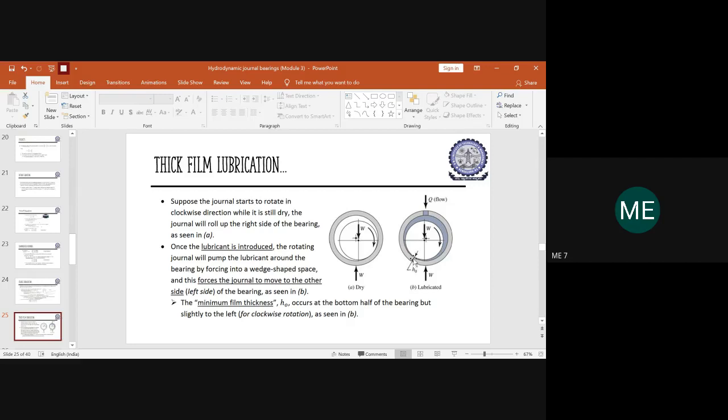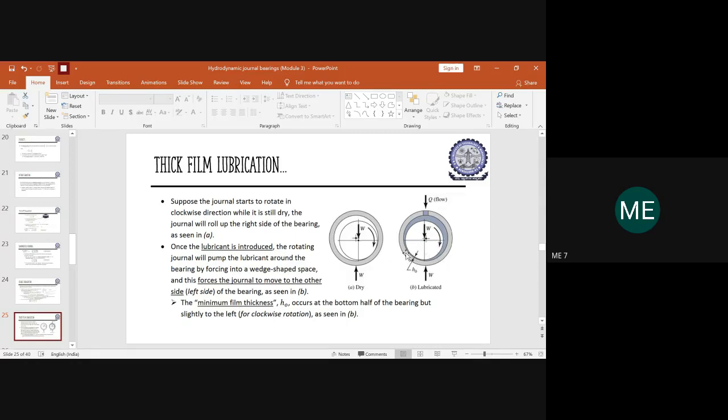A small gap in between, which is the minimum amount of clearance associated across the surface of the journal and the bearing. So this distance is nothing but called the minimum film thickness. The minimum film thickness will be represented by H naught, and it usually occurs at the bottom of the bearing across the clockwise rotation in which it is rotating.